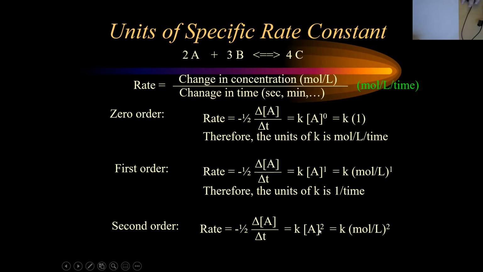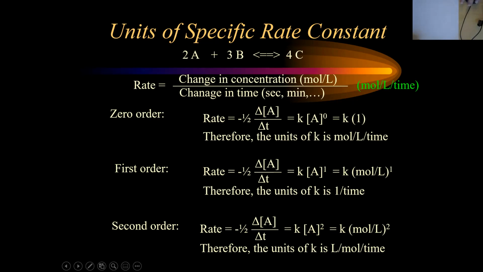Now, the concentration then has units of moles per liter squared. The rate of the reaction has moles per liter per time. So in order to make this work out, the units on the constant have to be liters per mole per time. Because you see, if I took liters per mole and multiplied it by moles per liter squared, I would just get moles per liter, and then the time is in the constant here. So you see, the units of the specific rate constant depend on the orders of the reaction.